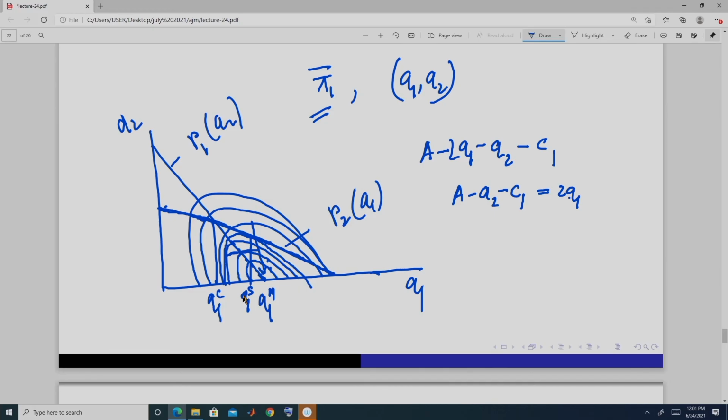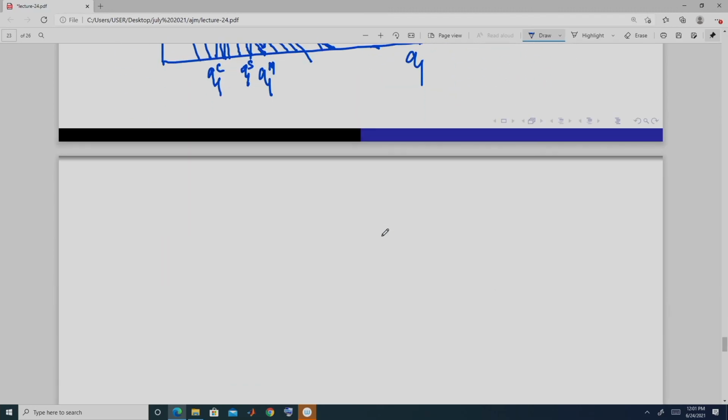Why is it going to be a tangent? Because suppose it is not a tangent. So, let us draw again.